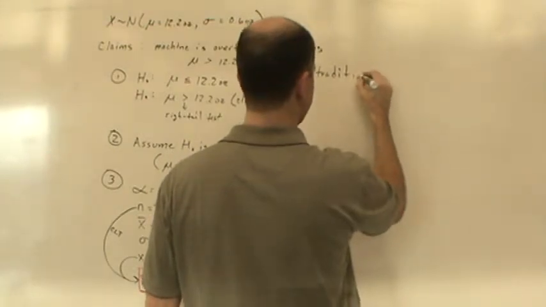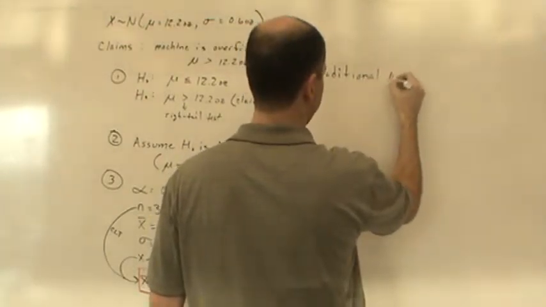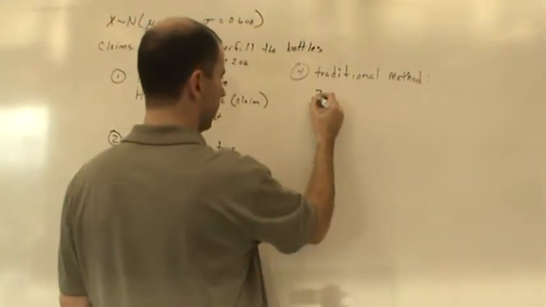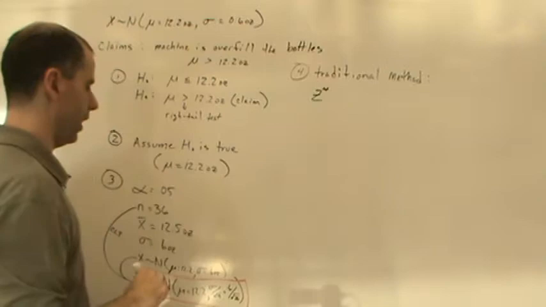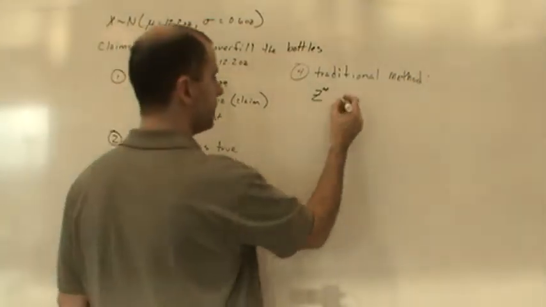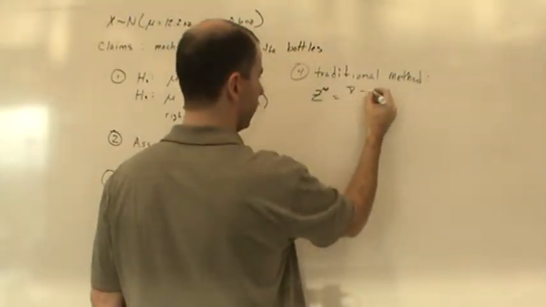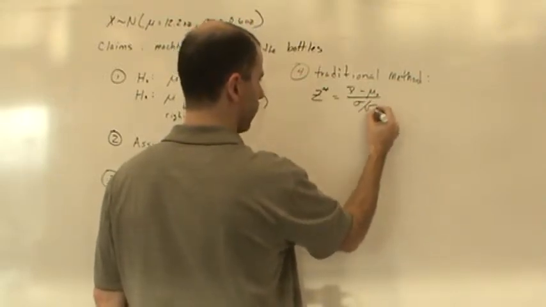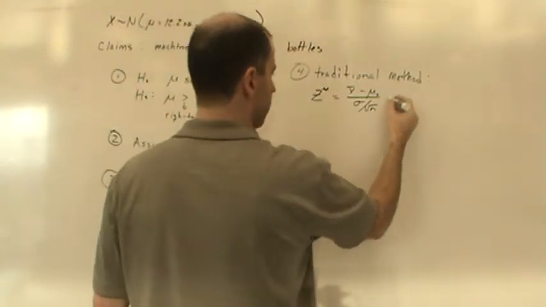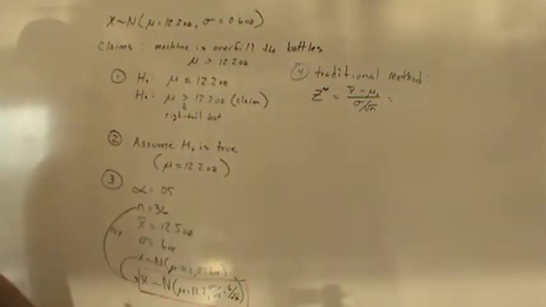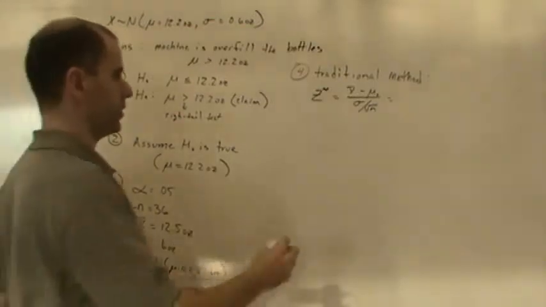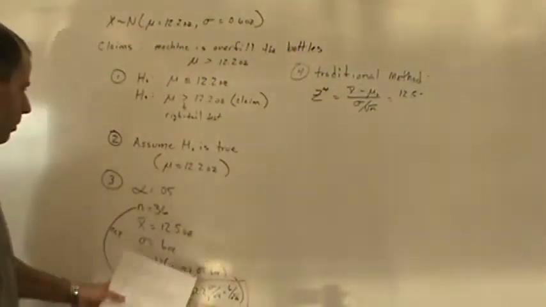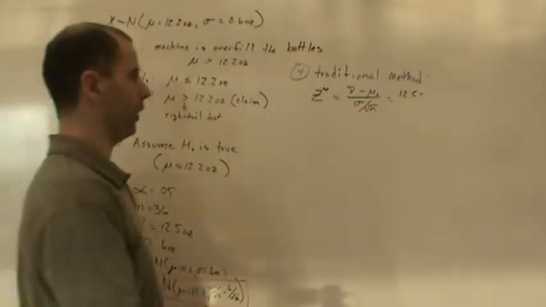So the traditional method in this case, the first thing, I'm going to calculate our test statistic, z star. So again, I'm going to use the z-score formula. So it's going to be x bar minus mu naught divided by sigma over the square root of n. And so if I just plug in the values from step 3, this is where step 3 comes in, right? So x bar is 12.5. Mu 0 is assumed to be 12.2.